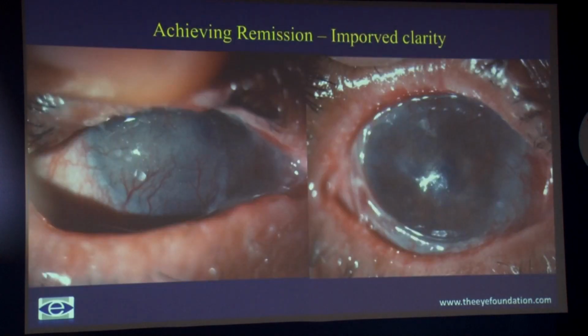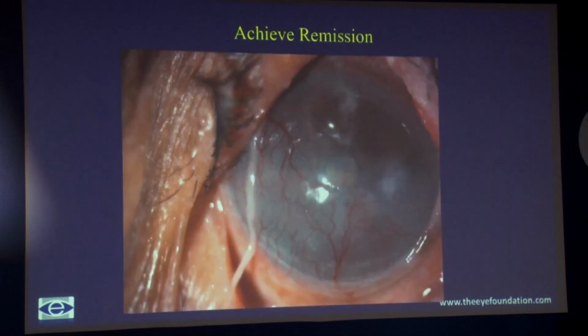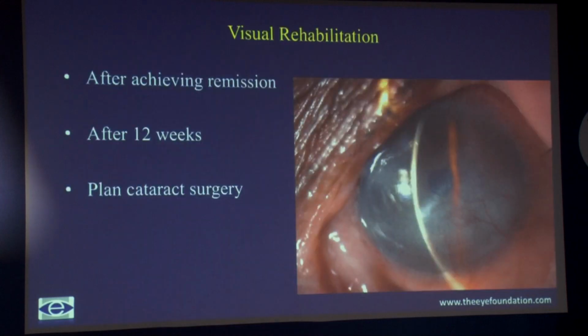rehab. Now, just achieving remission alone can improve clarity, and some of these patients, if they have adequate fornices, can be fitted with a scleral contact lens and they do quite well. Some of these patients, once again you achieve remission, in that window period when you have a relatively clear cornea, do an early cataract surgery after 12 weeks. Because again, once a subsequent relapse comes, cataract surgery can become quite difficult. Your techniques may have to change.